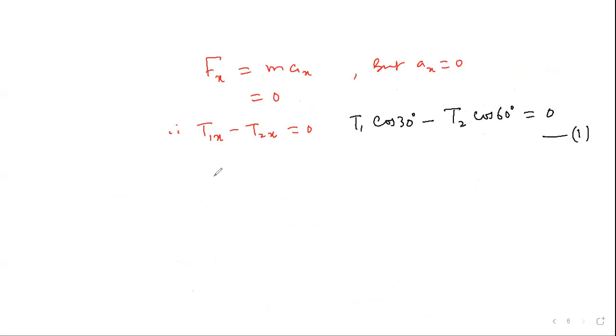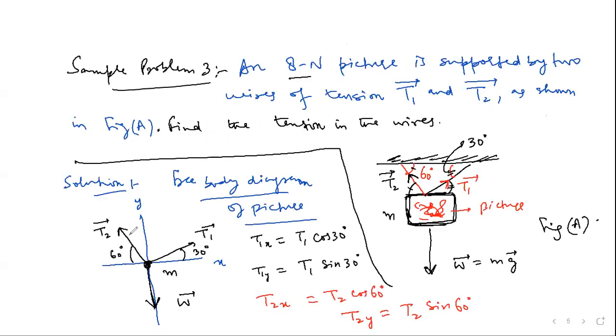Then applying Newton's second law along y direction. Fy is m ay. The algebraic sum of all the forces acting in y direction is mass times acceleration along y. But ay is 0 again because the picture is not going along y, it's static. Therefore it should be equal to 0. What are the forces along y? One is T1y, T2y, and weight.